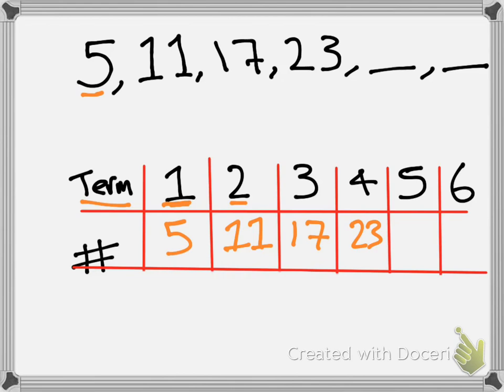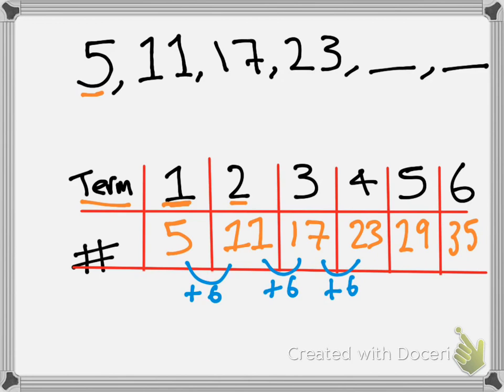Then what I need to try and figure out is, is there a pattern? I can see that between term 1 and term 2, it's plus 6. Between term 2 and term 3, it's plus 6 again, and it's plus 6 again. So that must mean, surely, that the 5th term in this sequence is 29. And the 6th term must therefore be 35 as well.